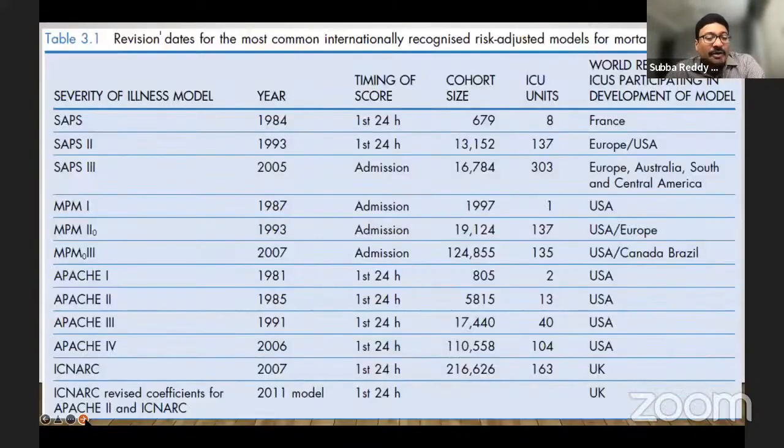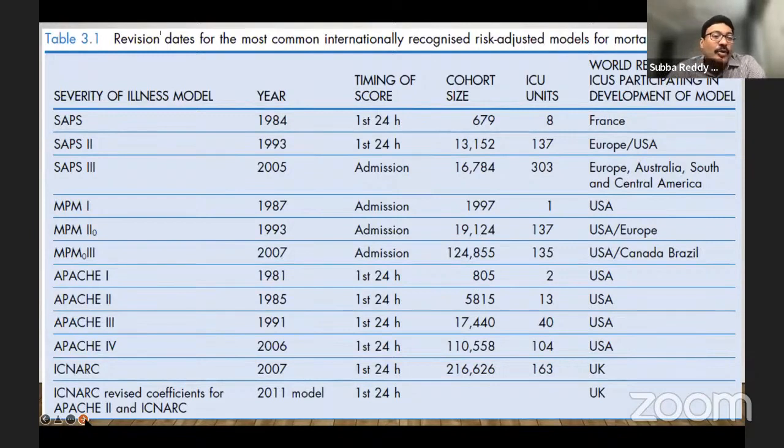So that's why individually we cannot predict. But for a group of patients, you can identify the probability of mortality by using these scoring systems. If you look at these scoring systems, as I said, they started 30 years back. Initially, the SAPS score was designed in France with a cohort of around 600 patients, SAPS 2 in 1993 with 13,000 patients, and SAPS 3 with 16,000 patients.